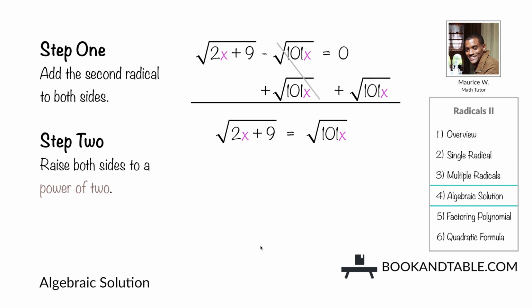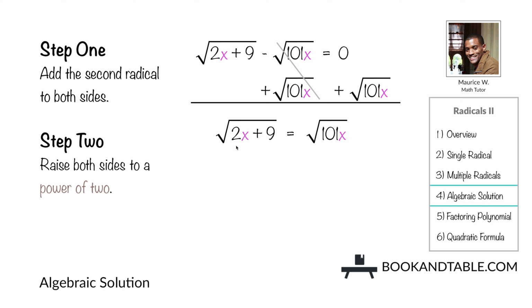Let's take a look at a question that had 2 radical signs. So we had the square root of 2x plus 9 minus the square root of 101x is equal to 0. So we want to isolate the first radical. So we add the second radical to both sides.